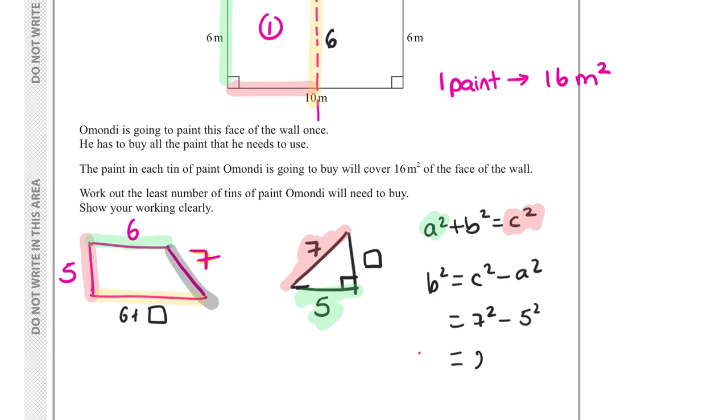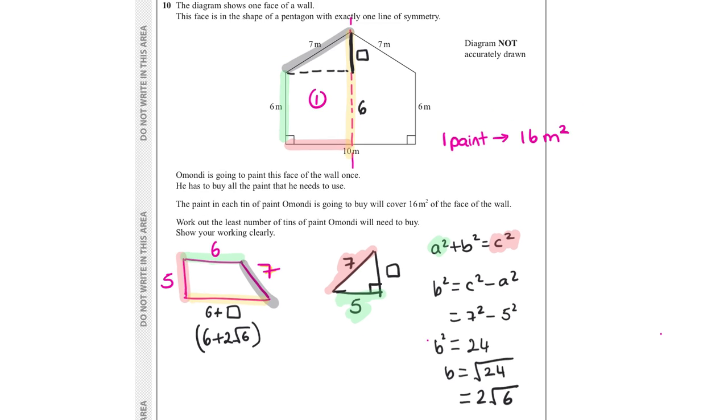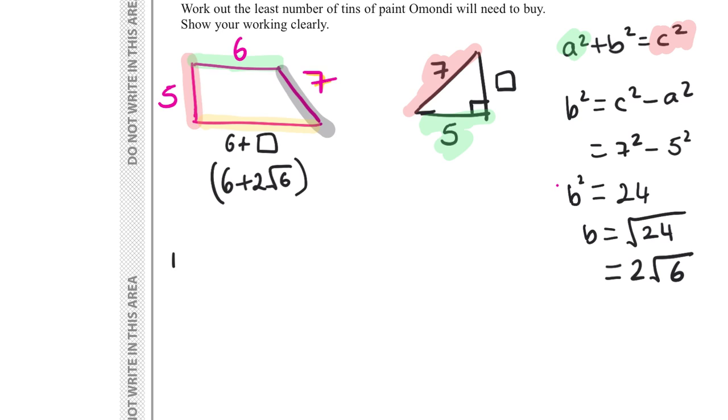49 minus 25 is 24. So b squared equals 24. What does b equal? The square root of 24, which is, your calculator might also say 2 root 6. So this is actually 6 plus 2 root 6 is this length here. So if we were to use the formula of a trapezium, or you can use the rectangle and the triangle, I'm going to use the trapezium. This is given to us in the formula book. It's a half a plus b, where a and b are the 2 parallel sides, times our height.